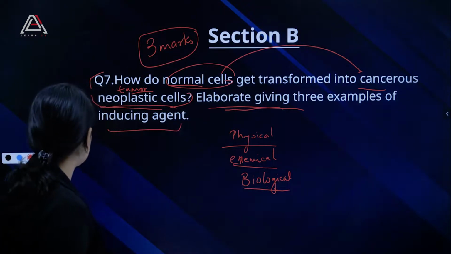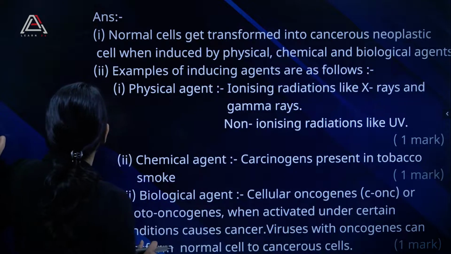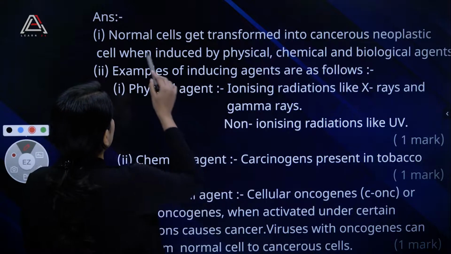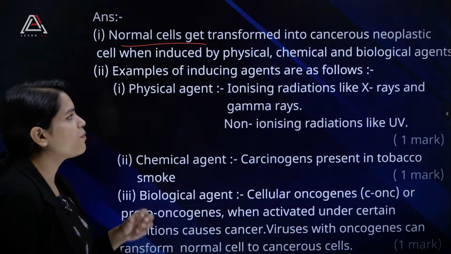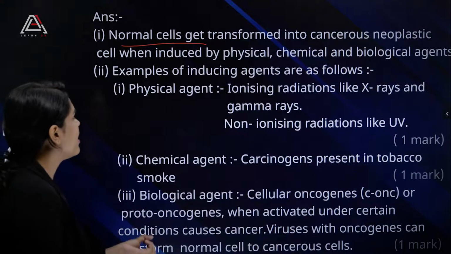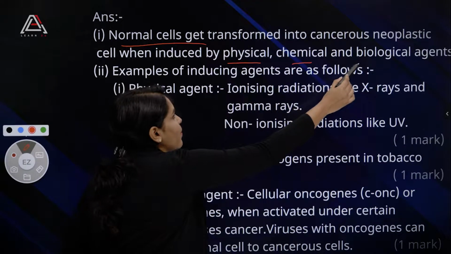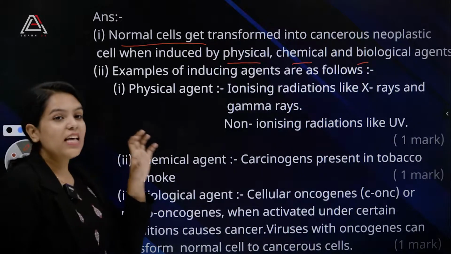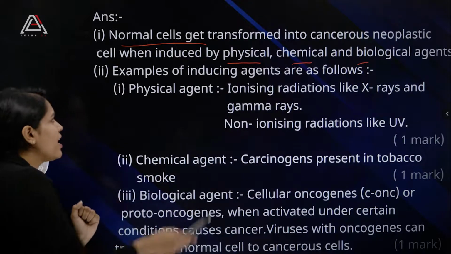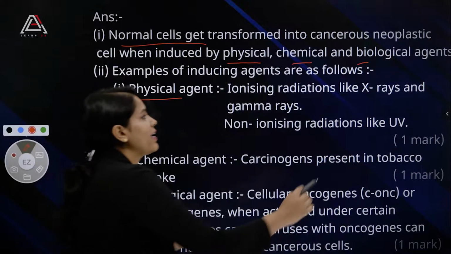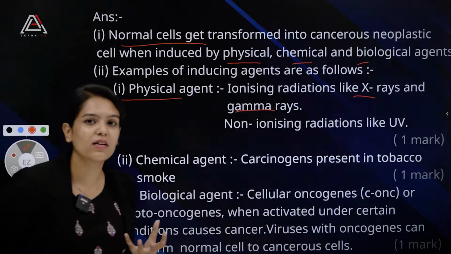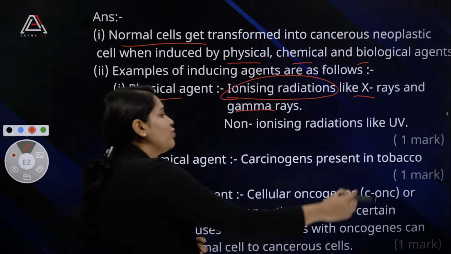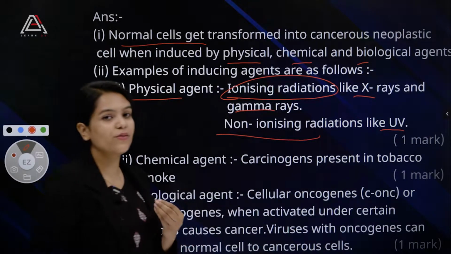So let's see the answer, whether they have mentioned everything which I said. As you can look here, they have mentioned a normal cell getting transformed to a cancerous neoplastic cell when induced by physical, chemical and biological agents. Perfect answer. Next part, they are giving examples of each of these inducing agents. For the physical agent, they are mentioning X-rays and gamma rays, which are ionizing radiation. They are also mentioning UV rays, which are non-ionizing radiation.